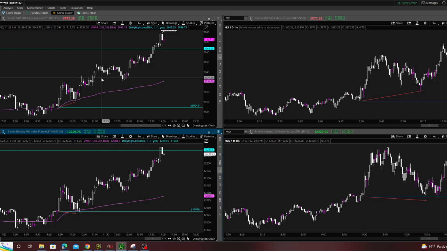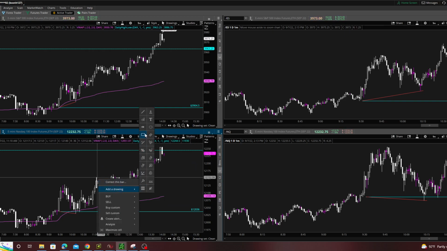So then later on, what do we have? We get this new high of day. ES is trending up here, NQ's following with it. And at 11:55, NQ makes a new high of day.